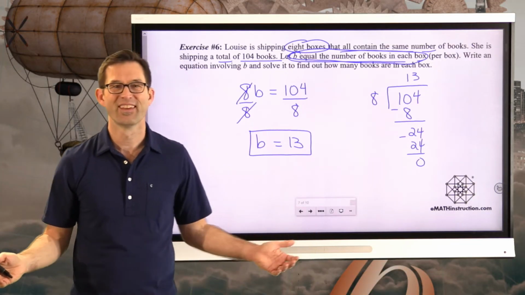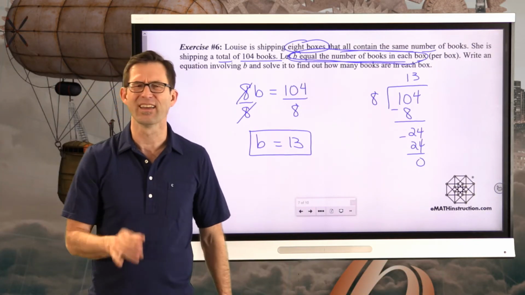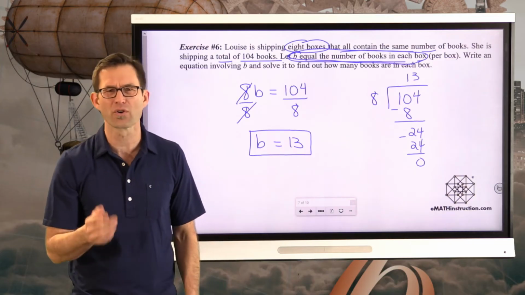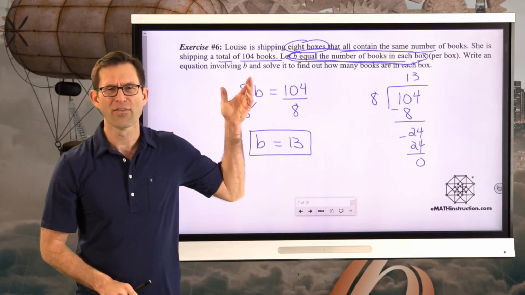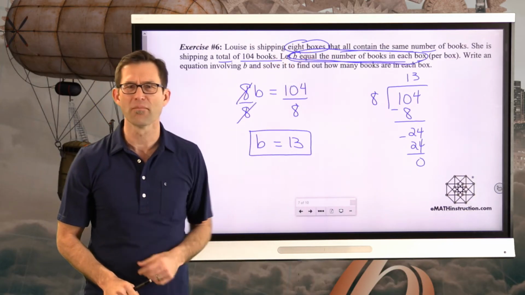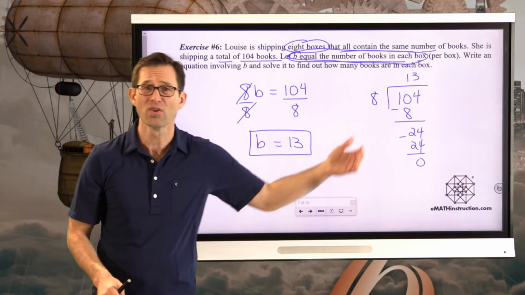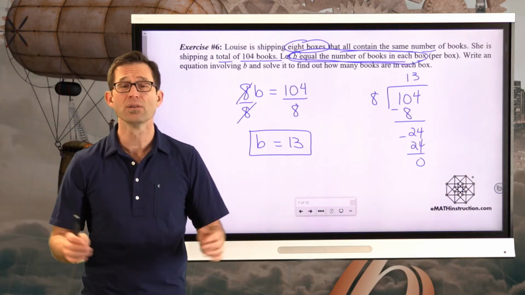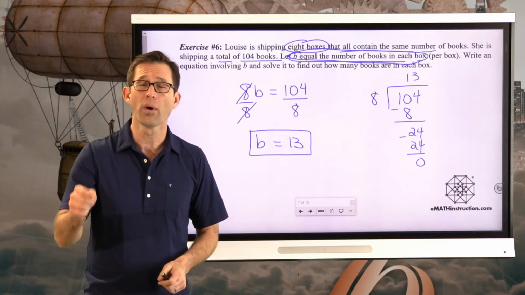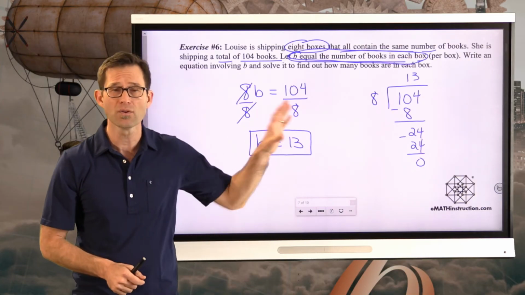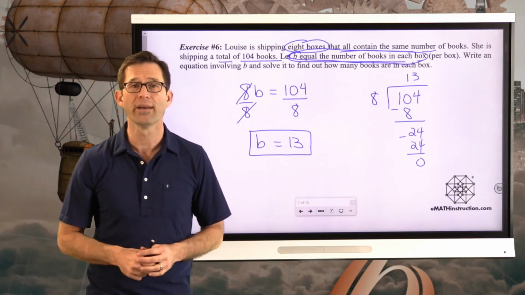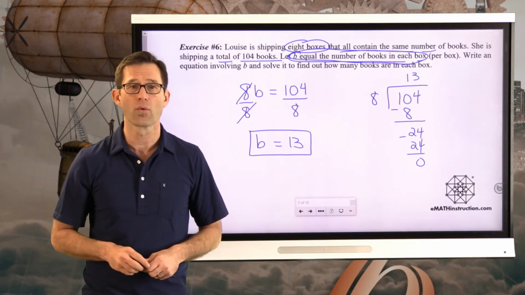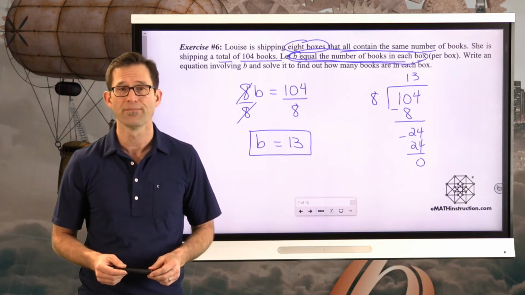Now, if you said to yourself, wait a second, I remember doing a problem like this in 3rd grade, if they tell me I have 104 books and they're being divided into 8 boxes, then I'm just going to do 104 divided by 8 to figure out how many are in each box. Absolutely. And again, we want to keep coming back to how algebra can help us visualize some of the things that we've already done in arithmetic up to this point in time.